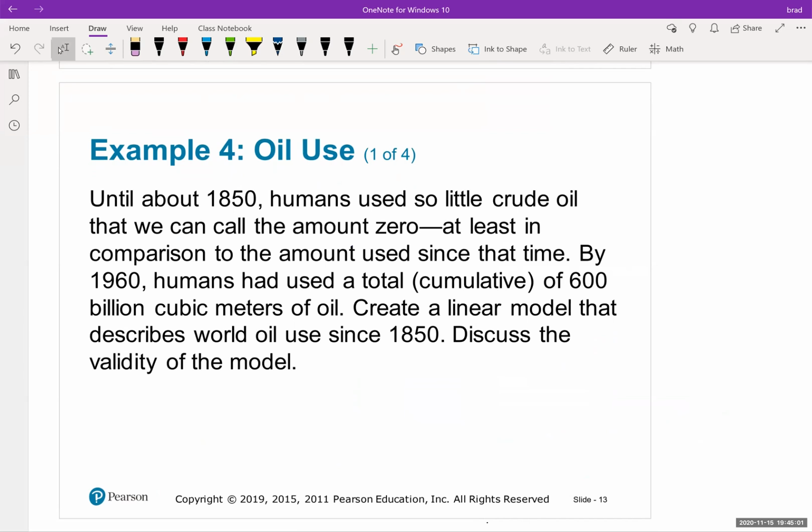So example 4: until about 1850, humans used so little crude oil that we can call the amount 0, at least in comparison to the amount used since that time. So basically, they're not saying we didn't use any, but in terms of how much is actually worth counting and keeping track of, they're just going to say, let's just call it 0, okay? So 1850 is our time 0. By 1960, humans had used a total cumulative of 600 billion cubic meters of oil. Create a linear model that describes the world oil use since 1850 and discuss the validity of your model.